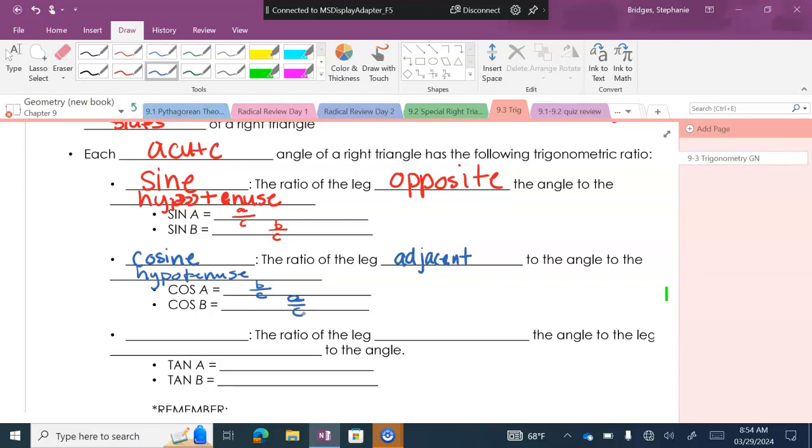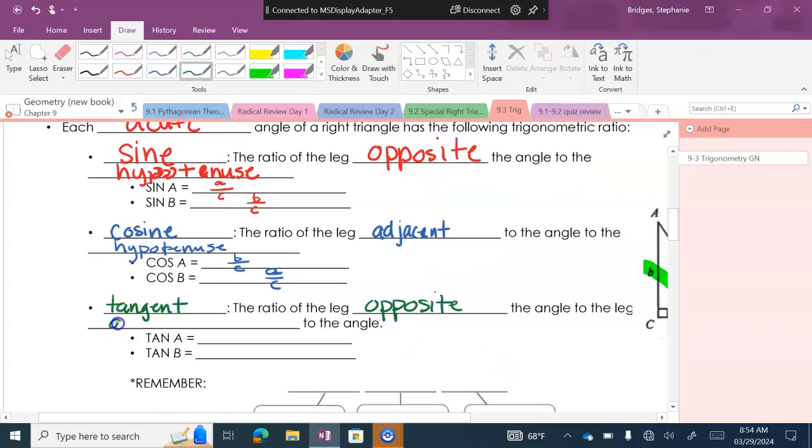The third trigonometric ratio is called the tangent. T-A-N-G-E-N-T. That is abbreviated as tan. So when we get to the calculator version, S-I-N is sine, C-O-S is cosine, T-A-N is tangent. And the tangent is the ratio of the leg opposite the angle to the leg that is adjacent to the angle. Opposite over adjacent.